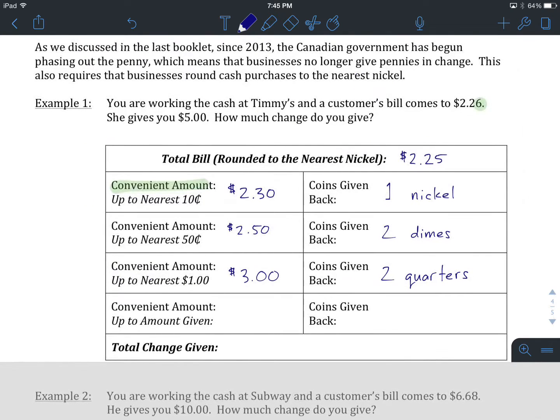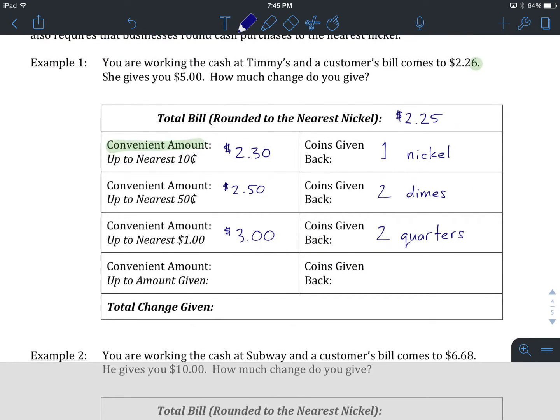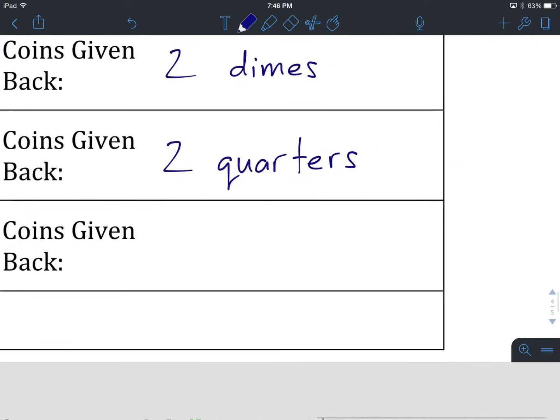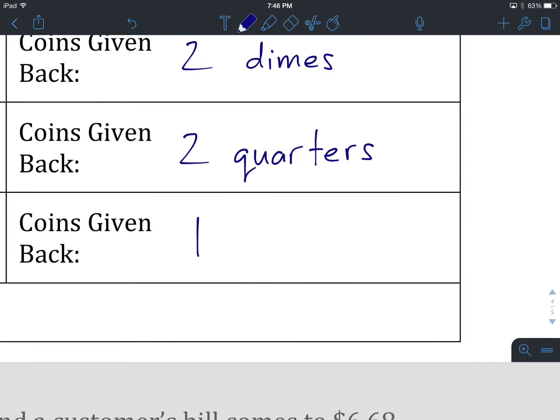Last but not least, once we get to the $3, we're going to gauge the value between where we ended up and the amount that our customer gave us. So from $3, we're going to look to how much the customer actually gave us, and she gave us $5. How did we get from $3 to $5? 1 toonie for a value of $2.